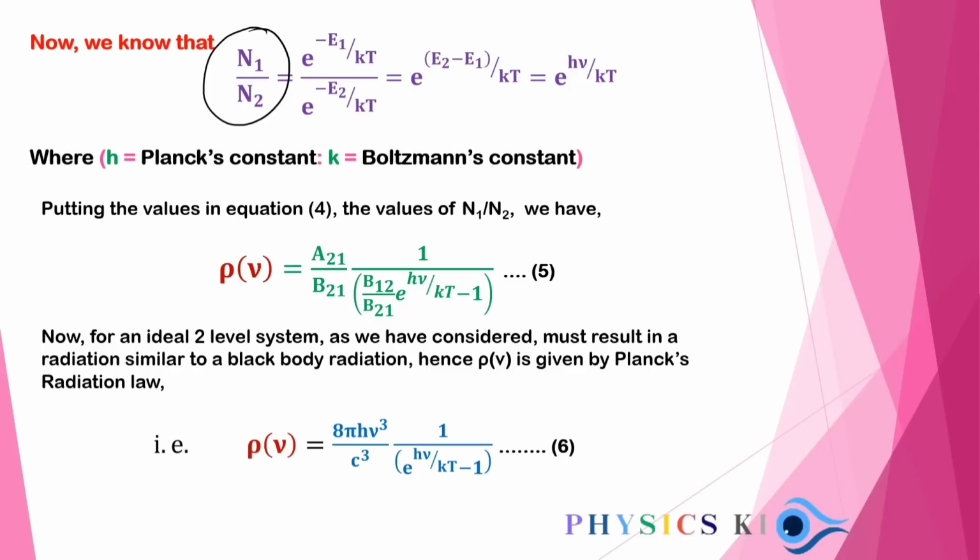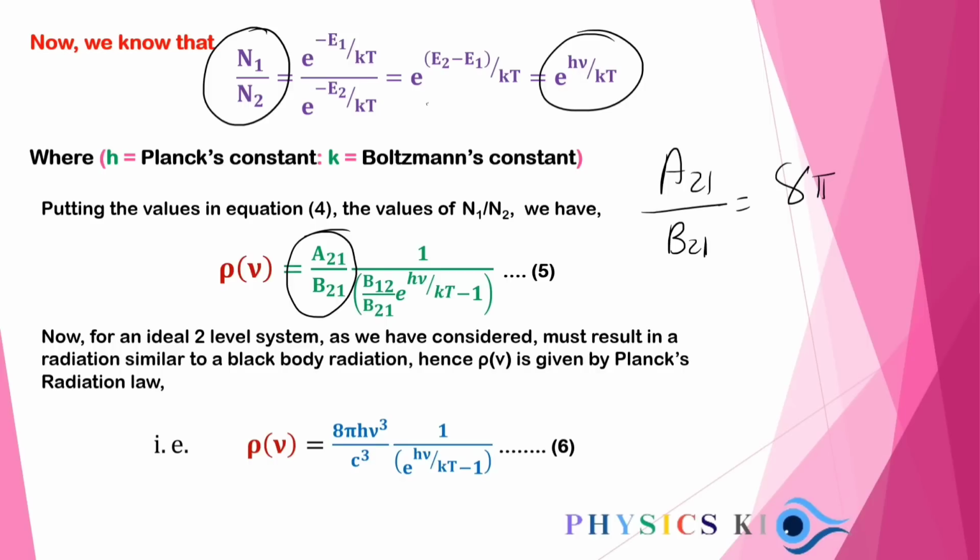Sorry, kT is common, and E2 minus E1 gives h nu by kT. So N1 by N2 is equal to e raised to h nu divided by kT. And A21 divided by B21, according to Planck's energy, has the value 8 pi h nu cube divided by c cube. So you can directly write down this value accordingly.